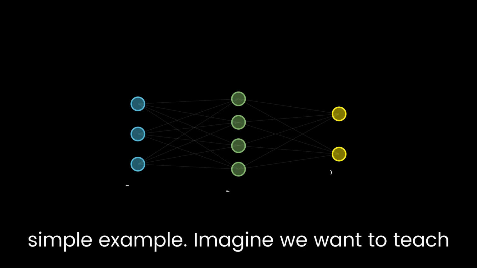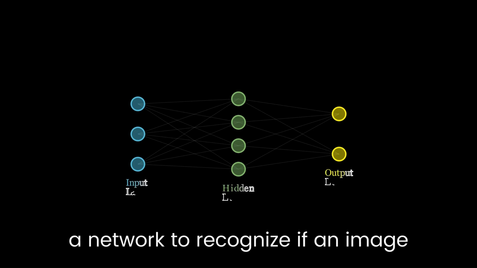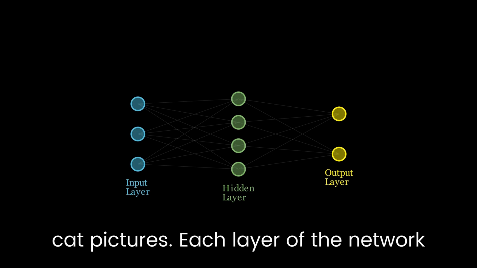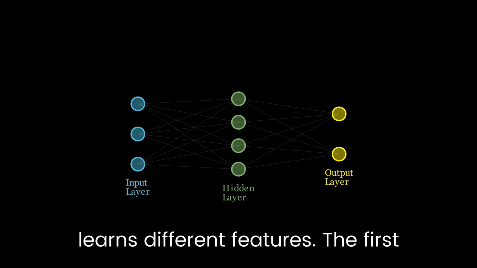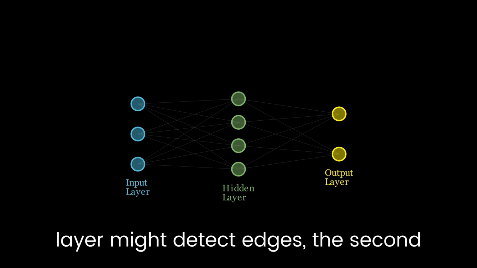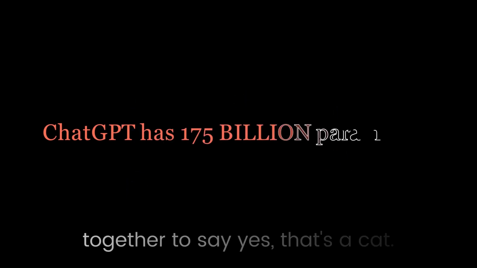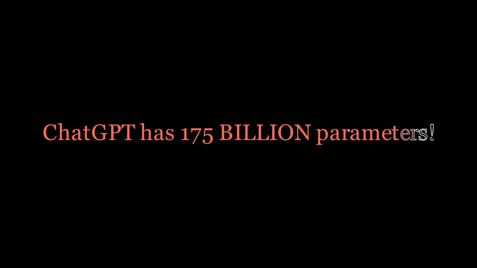Here's a simple example. Imagine we want to teach a network to recognize if an image contains a cat. We'd show it thousands of cat pictures. Each layer of the network learns different features. The first layer might detect edges, the second layer might detect shapes like ears or whiskers, and the final layer puts it all together to say, yes, that's a cat.